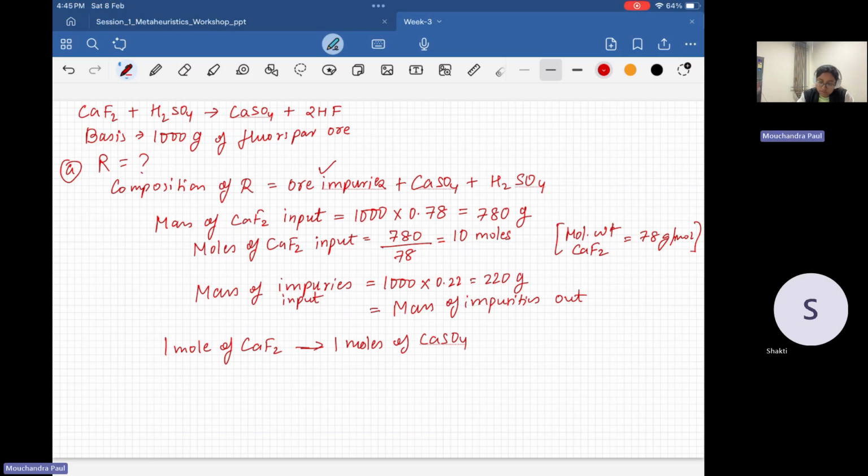Yes. So CaSO4 is the component that is in the cake because it's the product. CF2 is being utilized. Sorry if I've confused you. The input that is in the ore is CF2 that is being reacted completely, and what we are getting is CaSO4. That's the sulfate cake. So 1 mole of CF2 produces 1 mole of CaSO4. So moles of CaSO4 in R will be 10 moles.